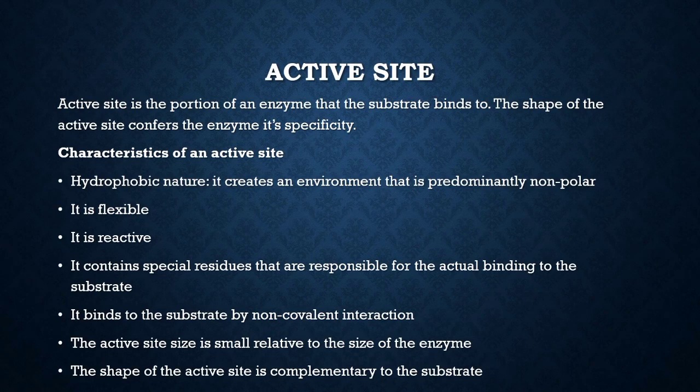So the active site is the portion of an enzyme where the substrate binds. The substrate doesn't bind to the entire enzyme but to a particular portion of the enzyme, which is the active site. The active site confers on the enzyme its specificity to the particular substrate it can bind to. So now, the characteristics of this active site.